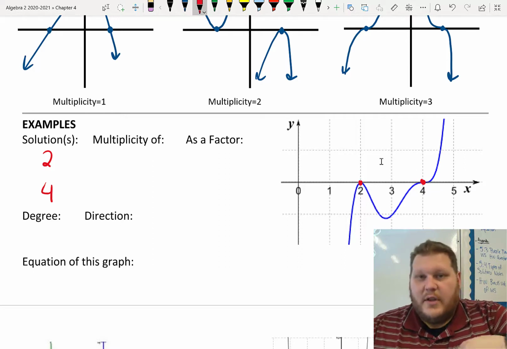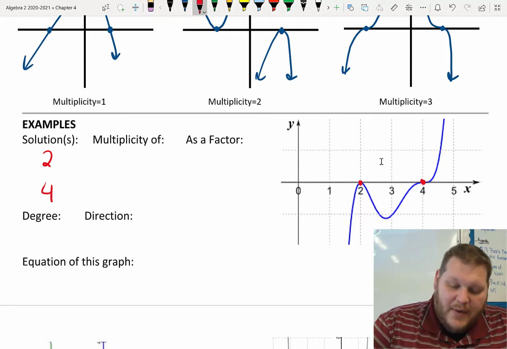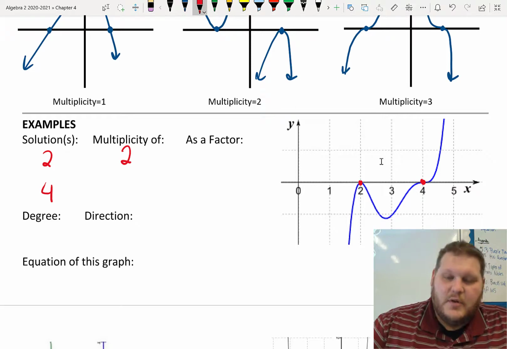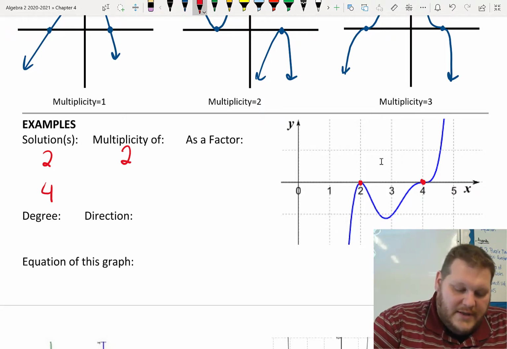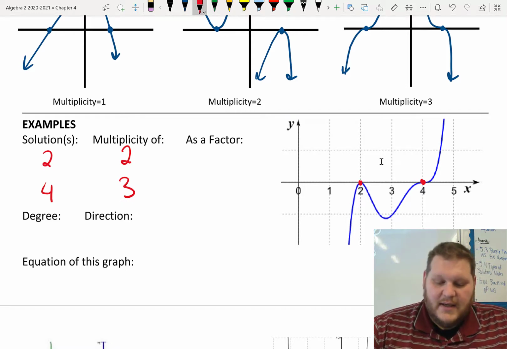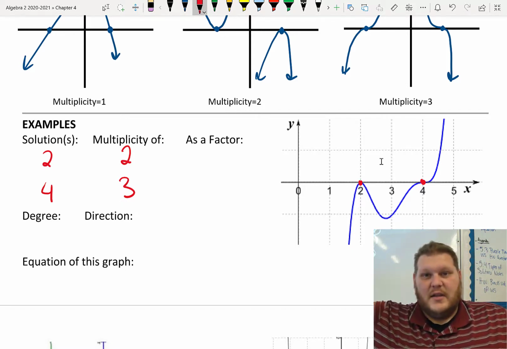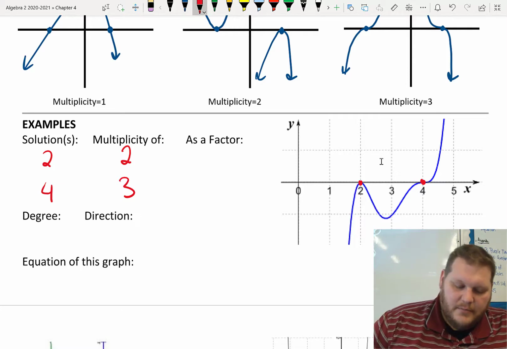I always just describe what the multiplicity is. So my +2 has a multiplicity of 2 because it bounces at that x-intercept. My solution of 4 has a multiplicity of 3 because, again, it does that little hesitation. You can see what it looks like in an actual graph here.